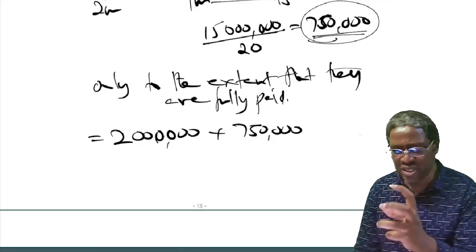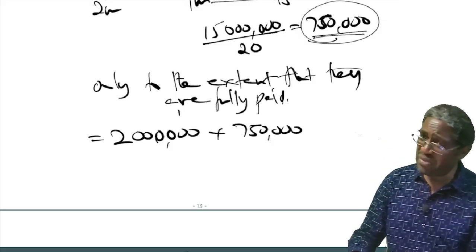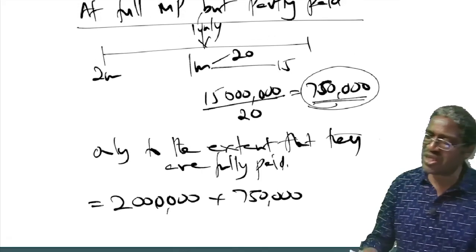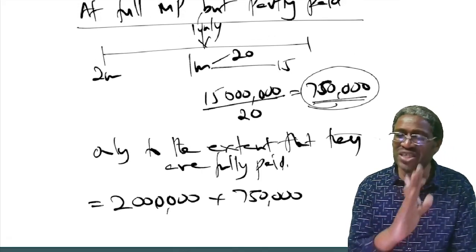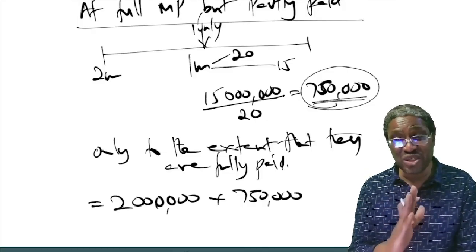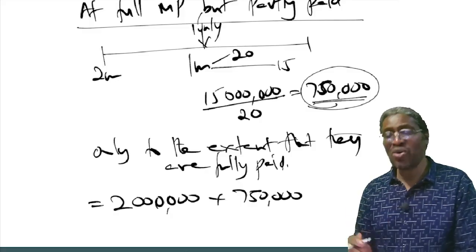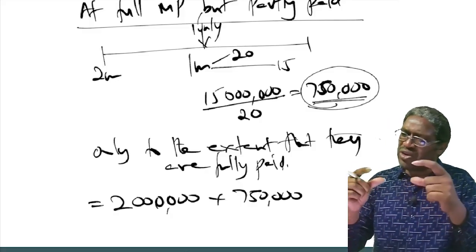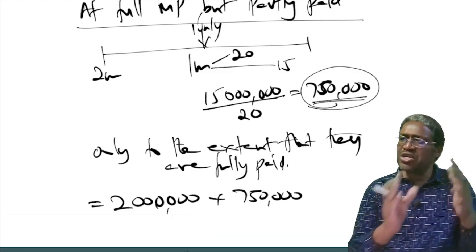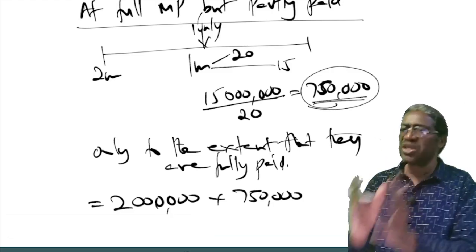Those 750,000 are the ones to be fully paid. Remember, their money did not come into the company in January. The money of 15 million did not come in January. The money came in July. So again, this 15 million that they gave us in July did not finance me for the full year. It only financed me for 6 months.